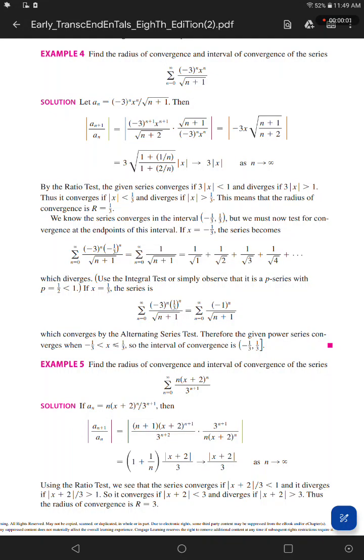Example 4. Find the radius of convergence and interval of convergence of the series. The sum from n equals 0 to infinity of (-3)^n times x^n over the square root of n plus 1.